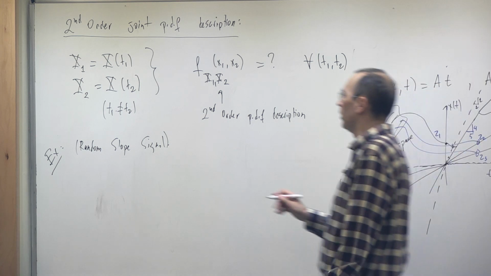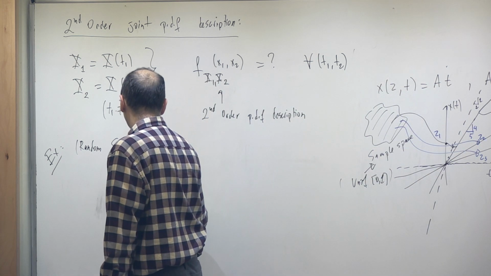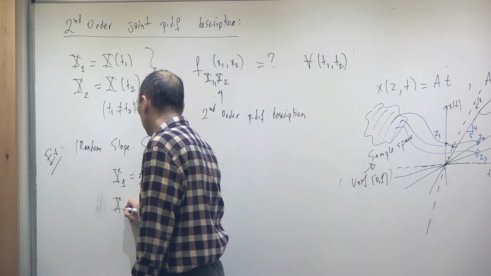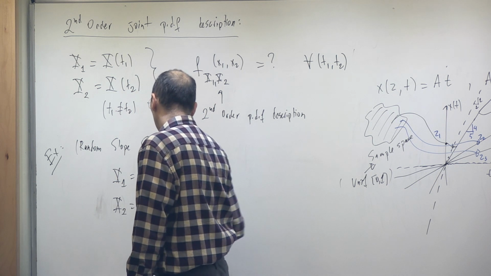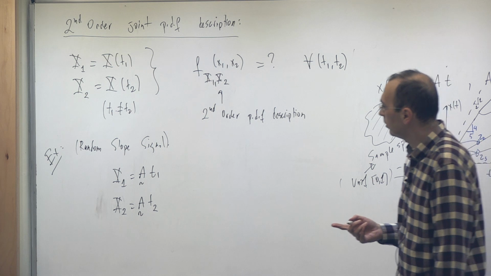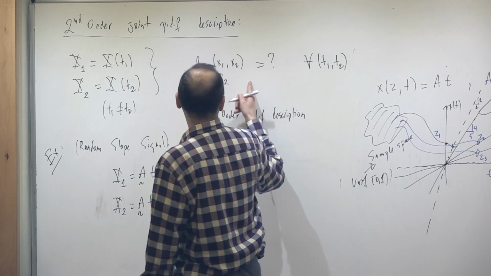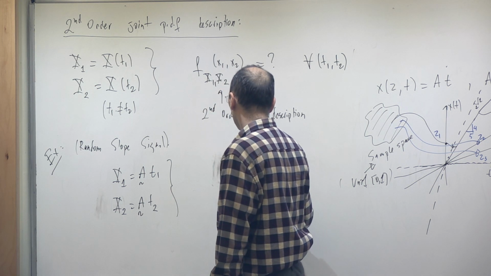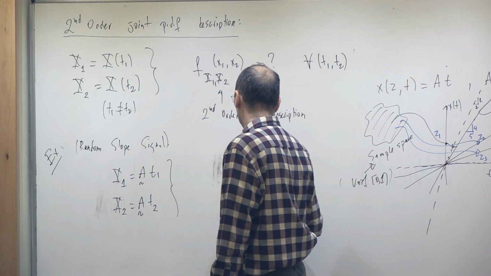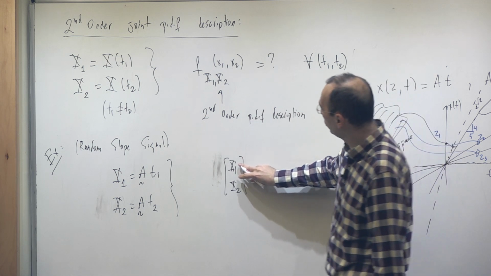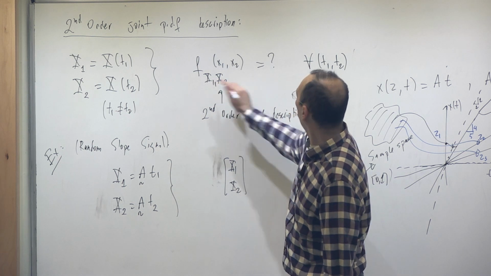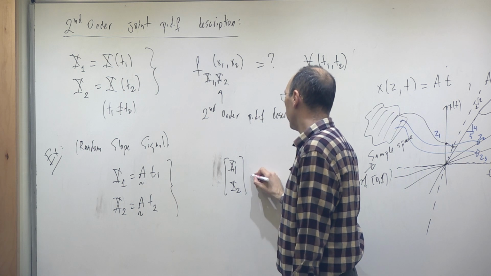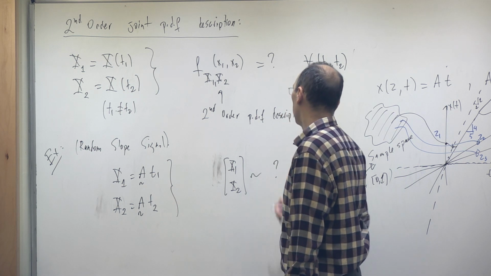Okay, let's give it a try. Now my x1 is a times t1, this is the random quantity. My x2 is a times t2, this is my second observation. I want to find the distribution of, let me write it like this, if you consider this like a vector, a pair. I can write them as a vector, in brackets or with commas. I want to find the p.d.f of this.